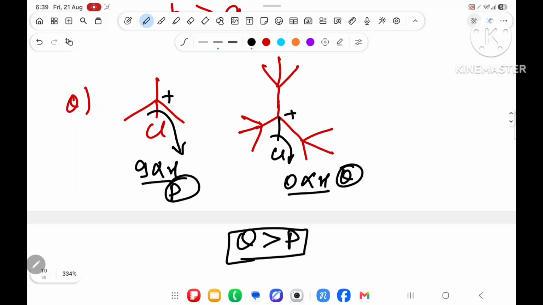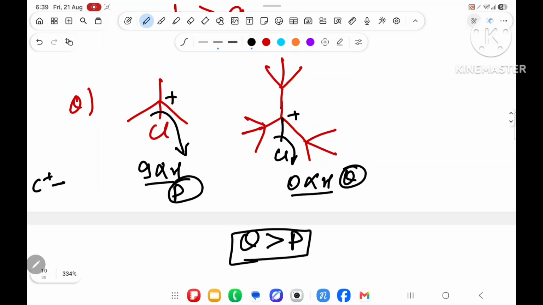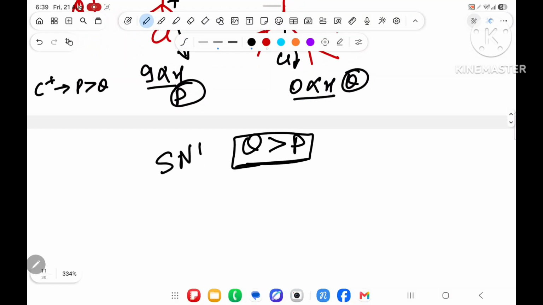For more stable carbocation, P is more than Q. But which of the following will do more SN1? Q is more than P. Understood? Branching will help.